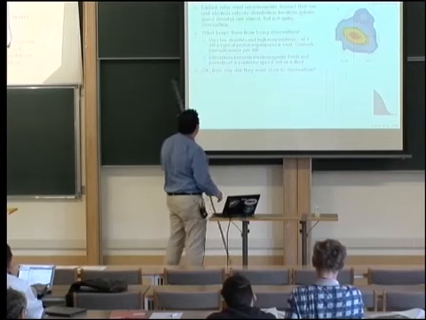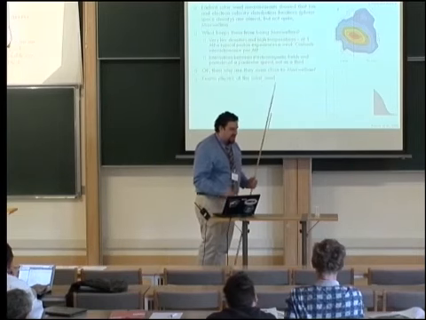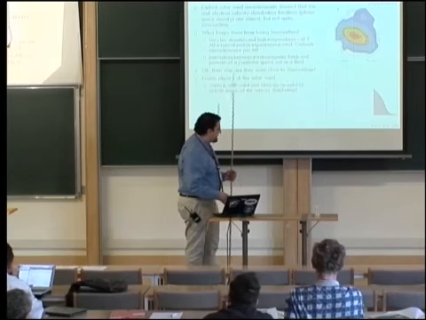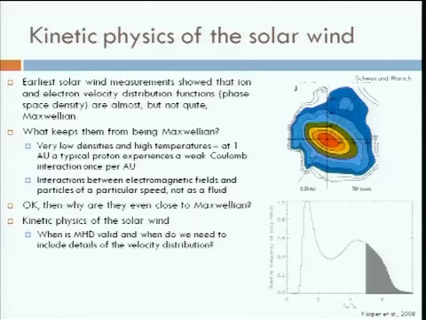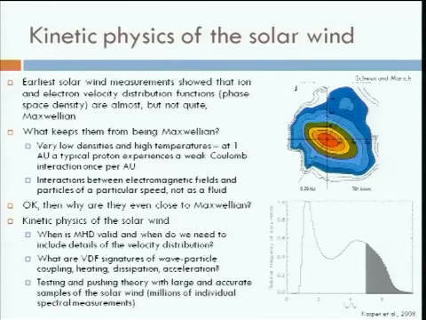Well, if all this is going on, why are they even close to Maxwellian? Right? And so that's the other side of this, and that's the kinetic physics of the solar wind. When and where is MHD valid? When do we need to include details of the velocity distribution function? How many details do we need? Is being a bi-Maxwellian sufficient? Is gyrotropy always sufficient? If we could look closely enough, do we need to actually see what the phase dependence is when we really look at dissipation? Right? And what are the signatures in the velocity distribution functions of many different interesting processes?